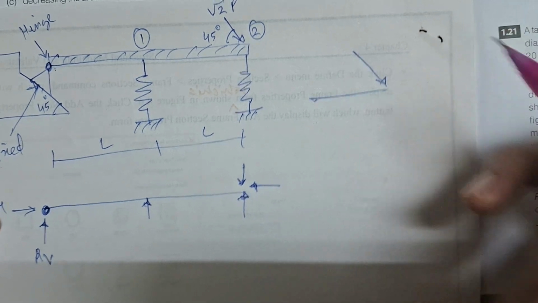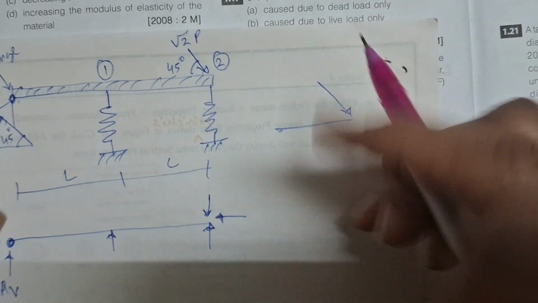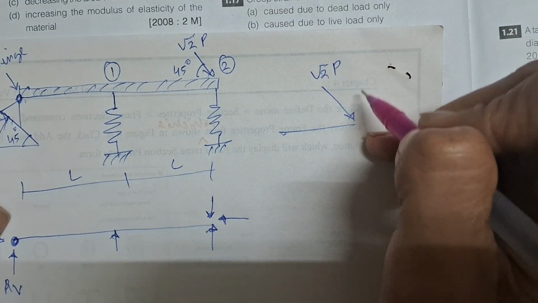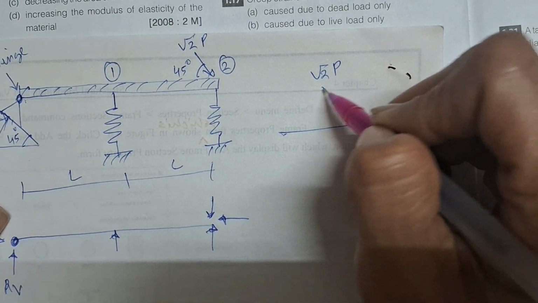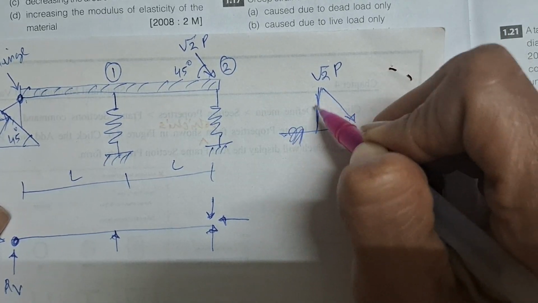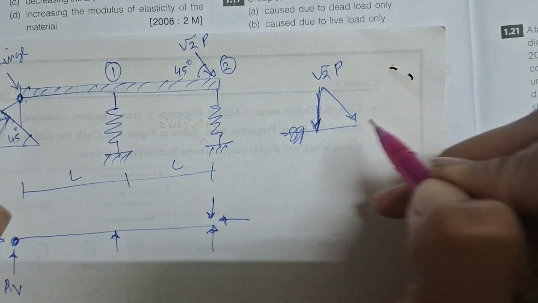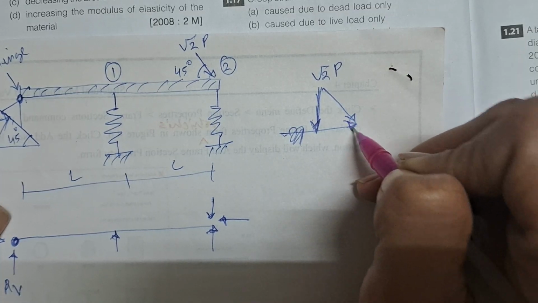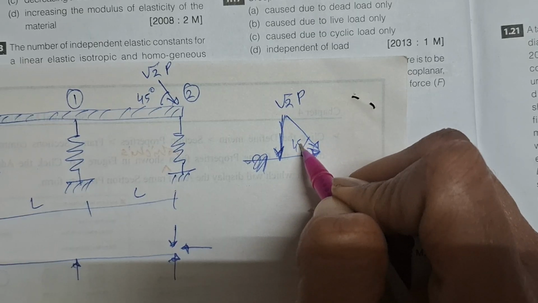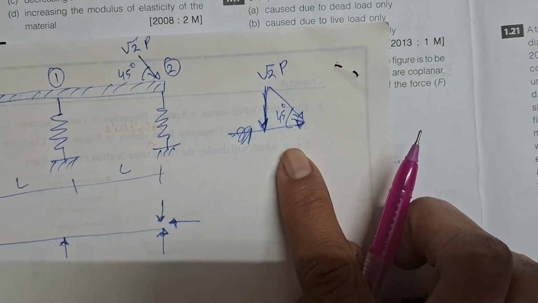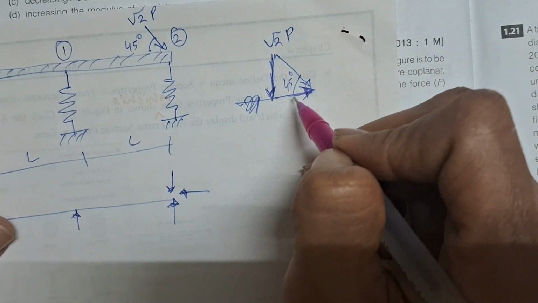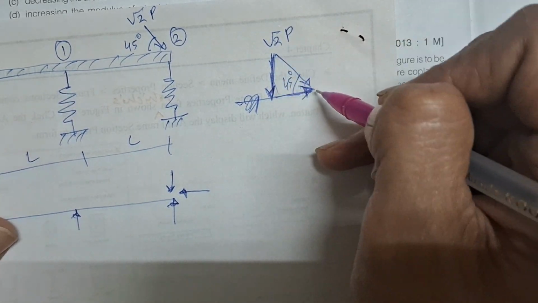Okay, so just you can see that here I am drawing, okay, magnified view. So suppose this is under root 2 P, okay. So let's resolve like this. One is downward force and one is horizontal in this way, okay. So basically this angle is 45 degree, okay. So this is your horizontal component and this is your vertical component of this 45.